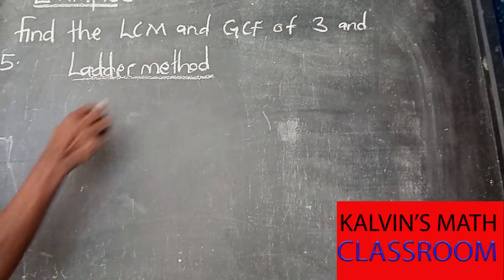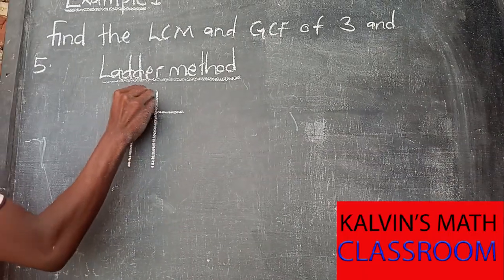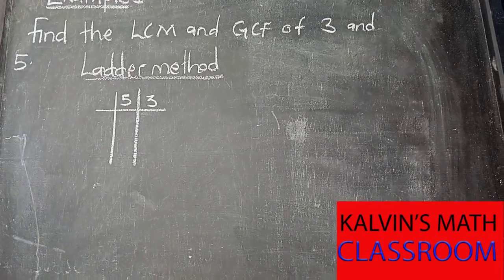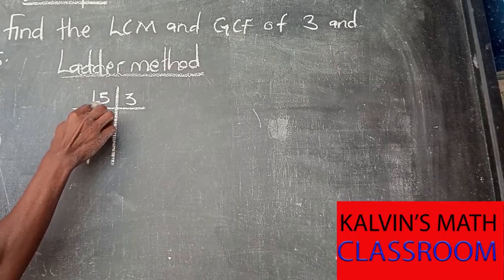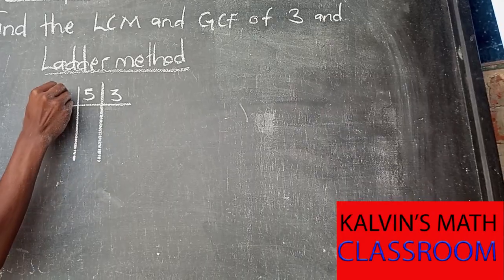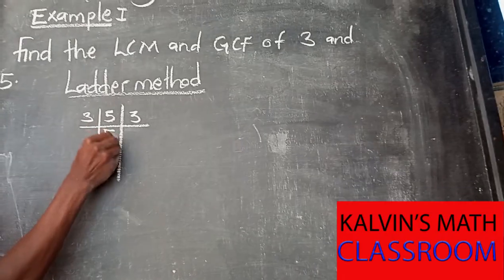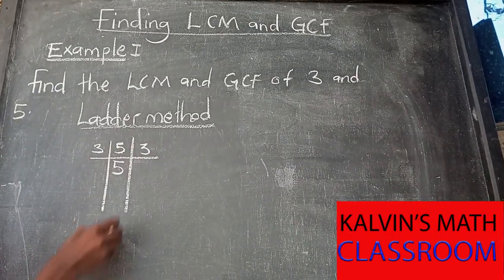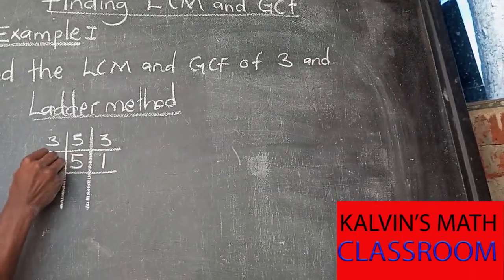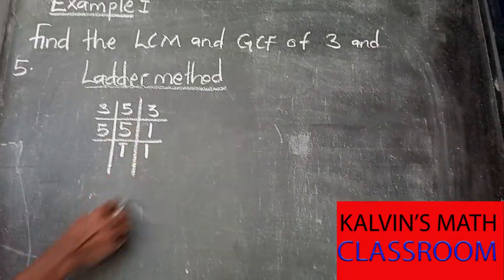Now, ladder method, we put them together. So we draw a ladder, put our numbers 3 and 5. So we start dividing. We said we use prime factors. The first prime factor is 2, but you can't divide odd numbers by 2, so we continue with 3. 3 divided by 3 is 1, and 5 is not divisible, so you just write it as it is, then you continue. 5 divided by 5 is 1, and here 1.